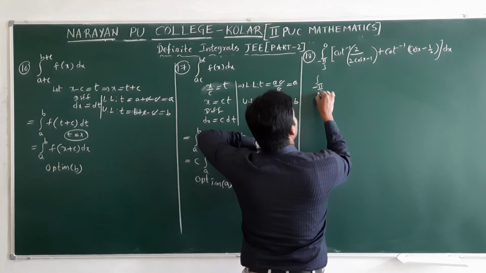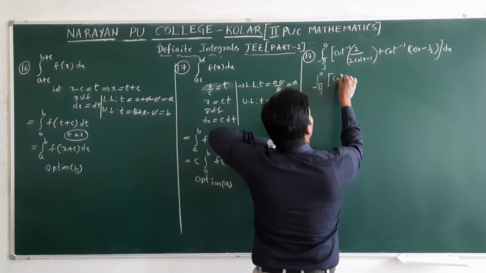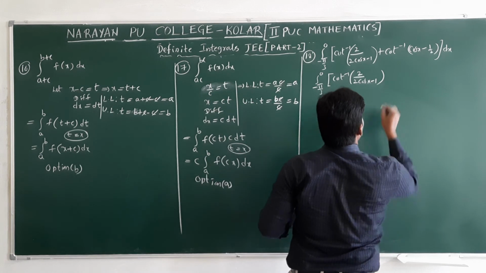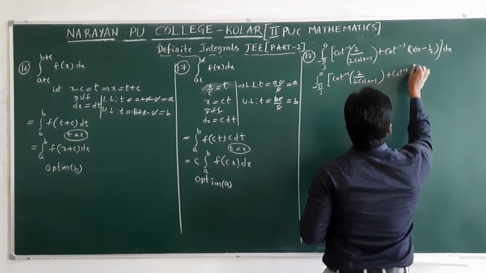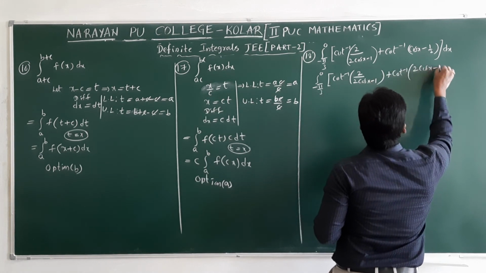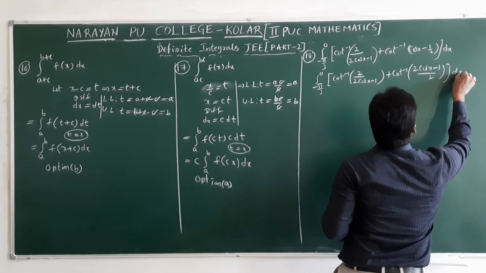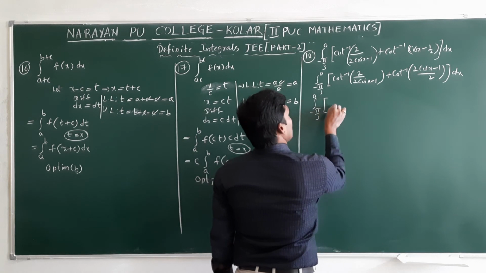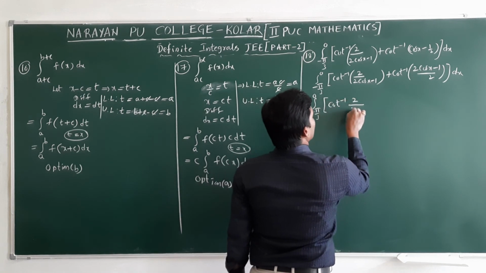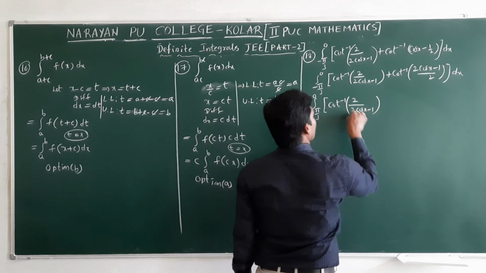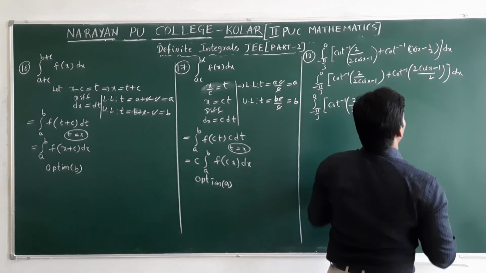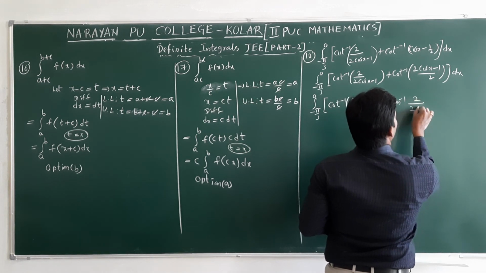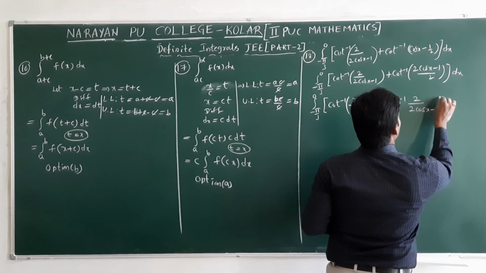Integral from minus pi by 3 to 0 of cot inverse of 2 by (2 cos x minus 1). For the second term, cot inverse of, taking the LCM, (2 cos x minus 1) by 2, into dx. Can I reverse this one? We have the property cot inverse x is tan inverse of 1 by x. This will become 2 by (2 cos x minus 1).